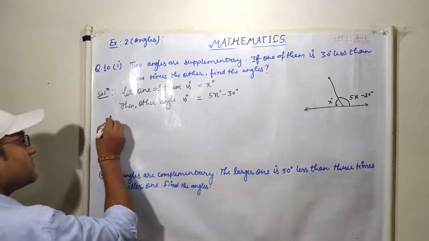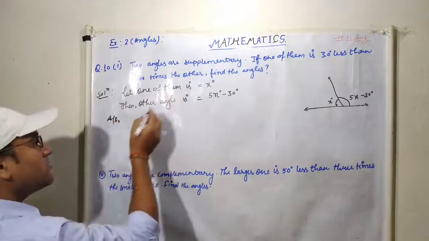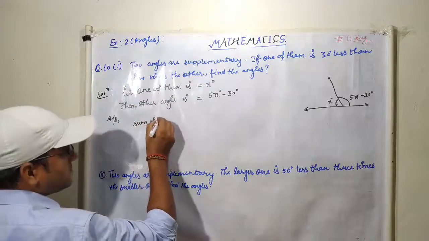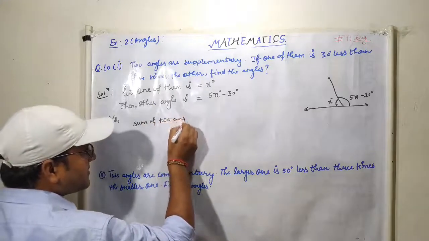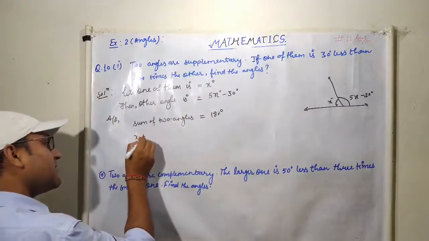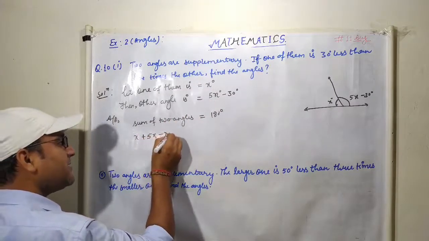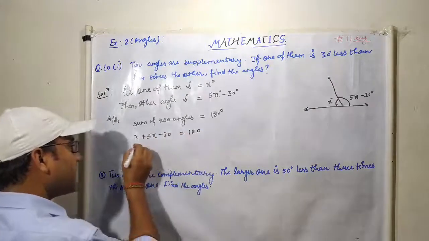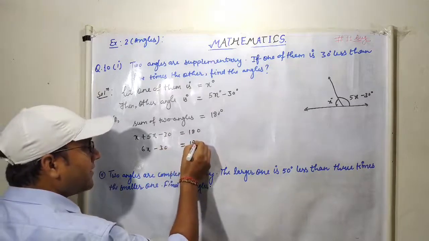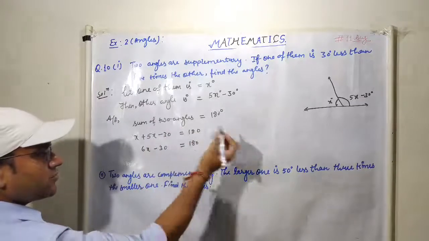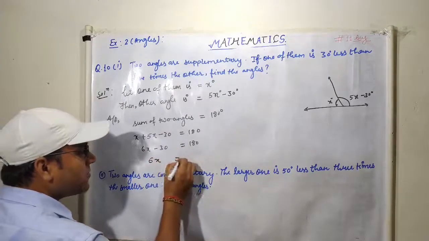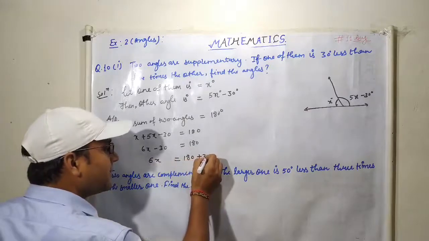According to the question, the two angles are supplementary. So the sum of the two angles is equal to 180 degree. So x plus 5x minus 30 is equal to 180. So 6x minus 30 is equal to 180. Transpose this 30 to the right side. Minus 30 changes into plus 30 on the right side. So 6x is equal to 180 plus 30.